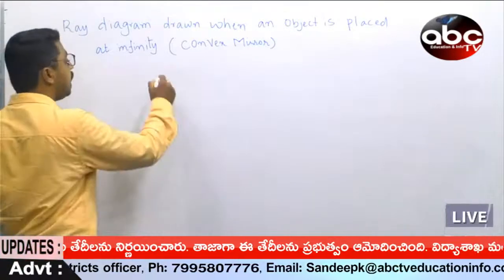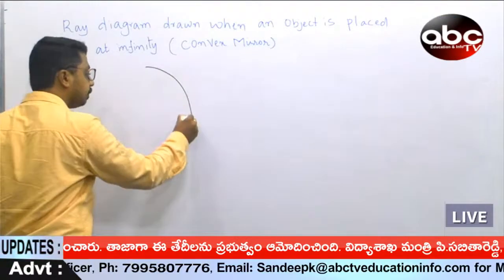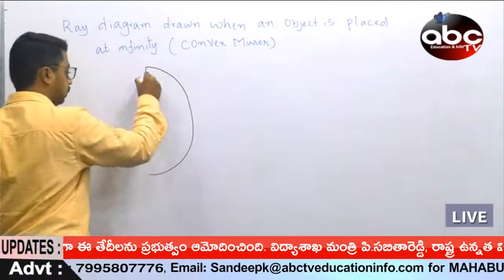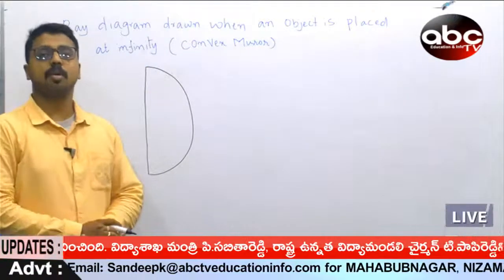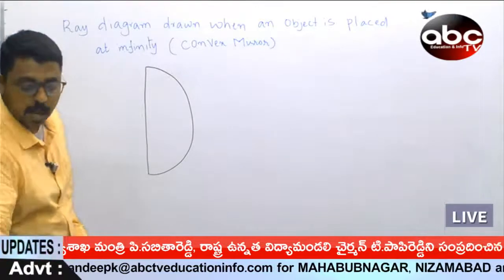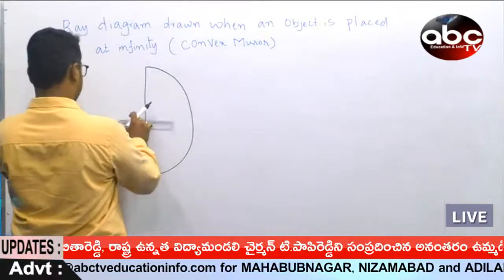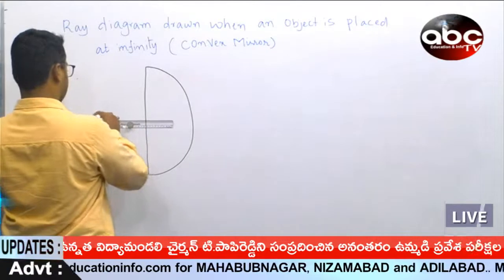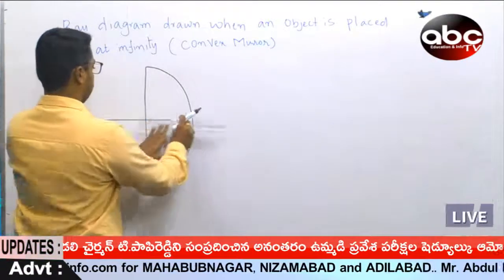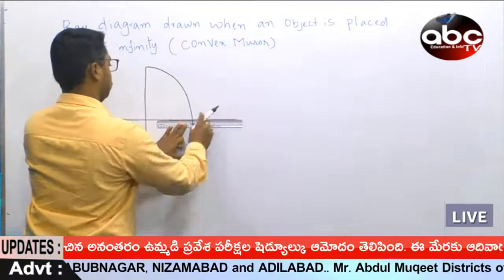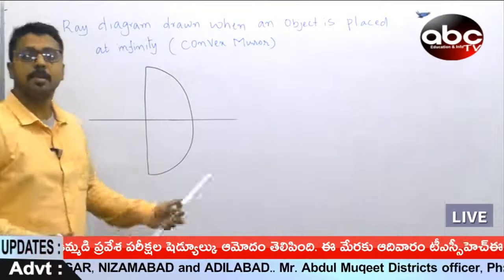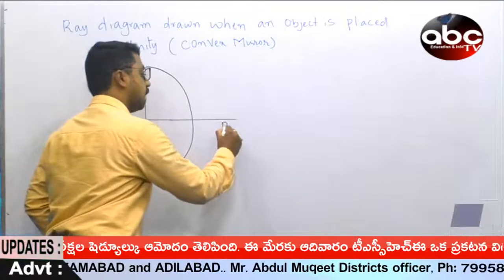So let us proceed with this one. Here I take a convex mirror. For this session I am going to draw the principal axis.